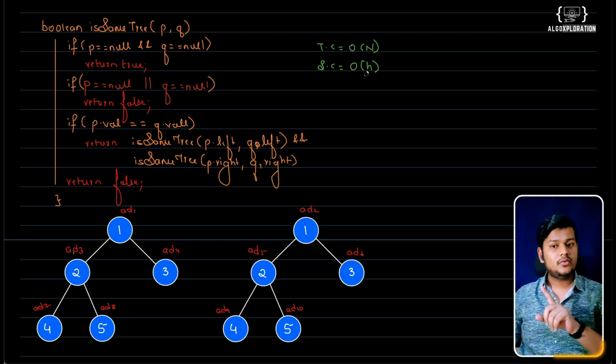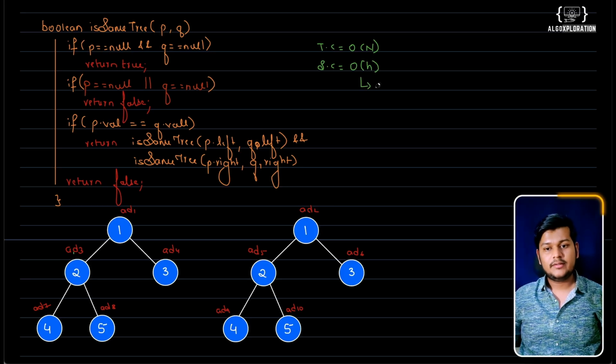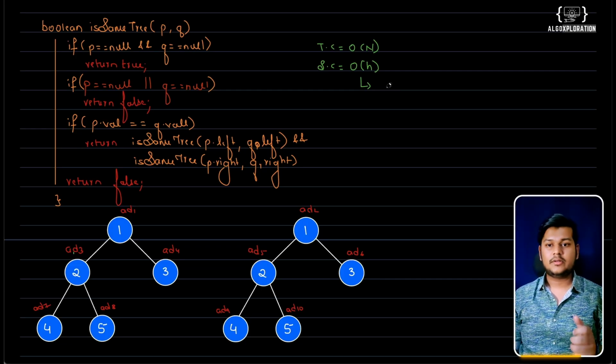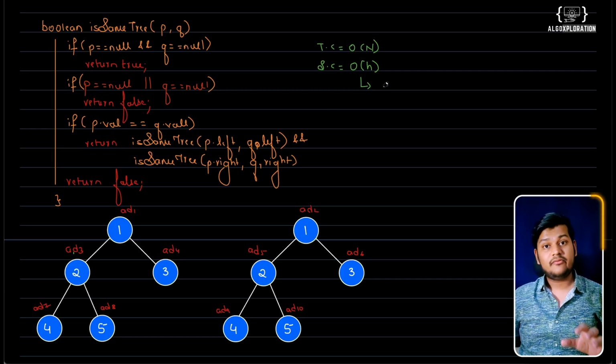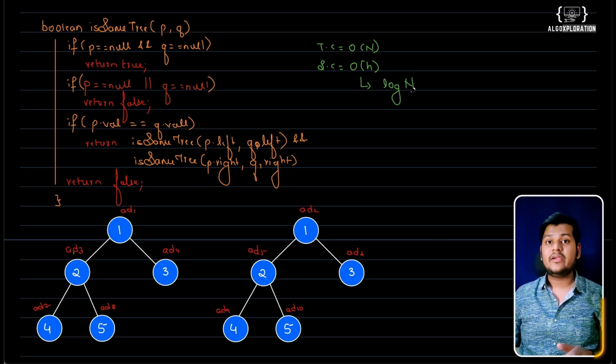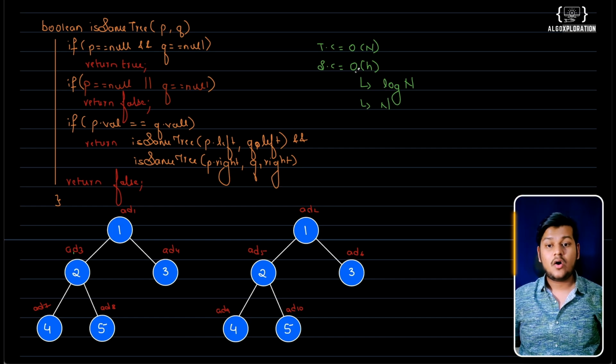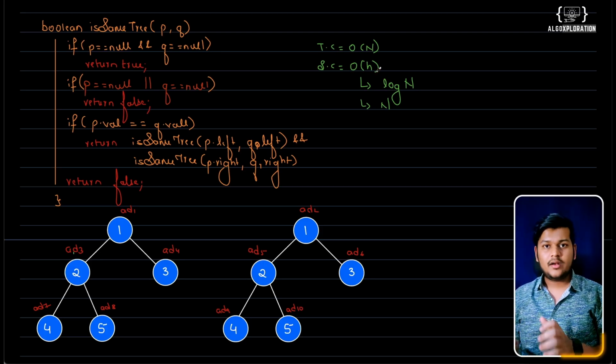Now, there will be 2 cases of h. If the tree is balanced, that means most of the time, each node is having 2 children. So it will be a balanced binary tree, right? So due to that reason, the value of h will be log n. But if it is a skewed tree, then the value of h will be order of n. That's the reason I have written order of h over here, not log n or n. So I believe you got it.